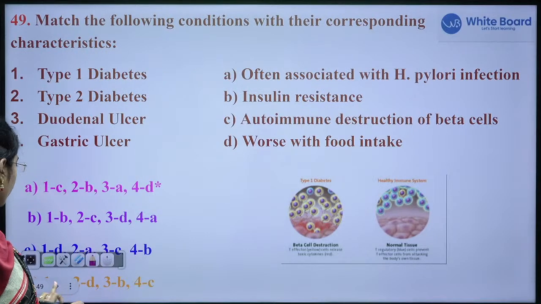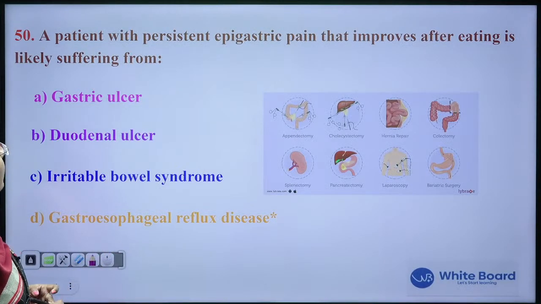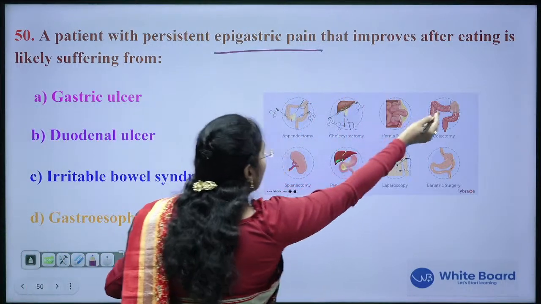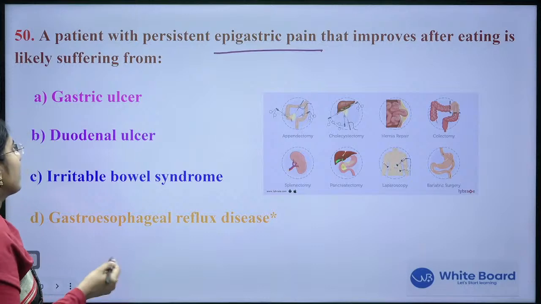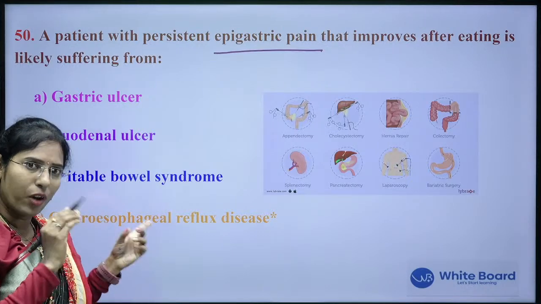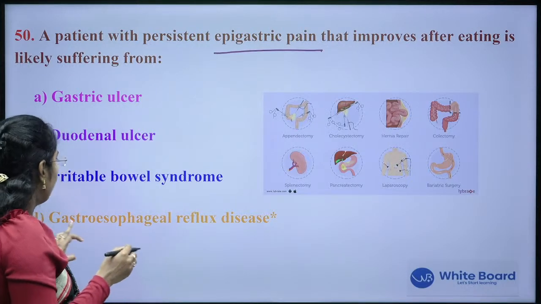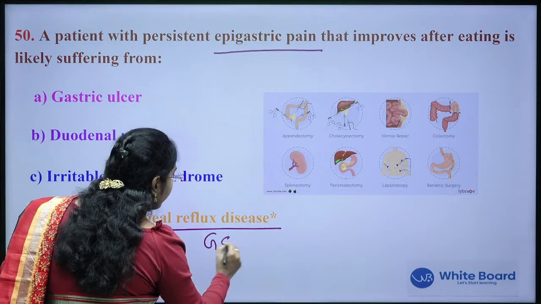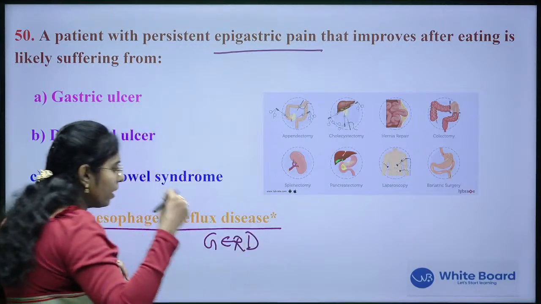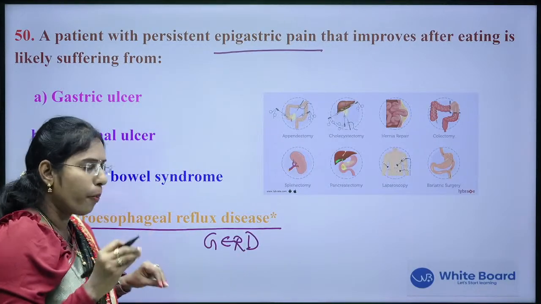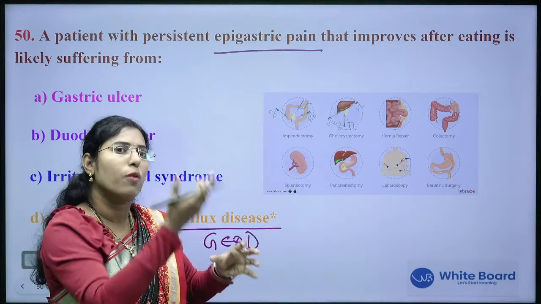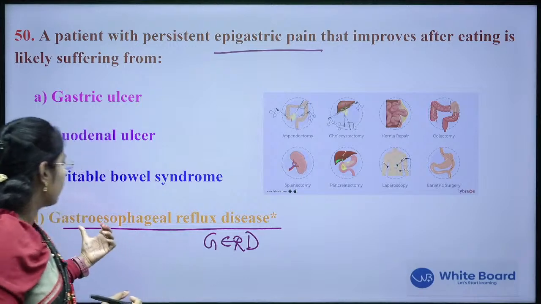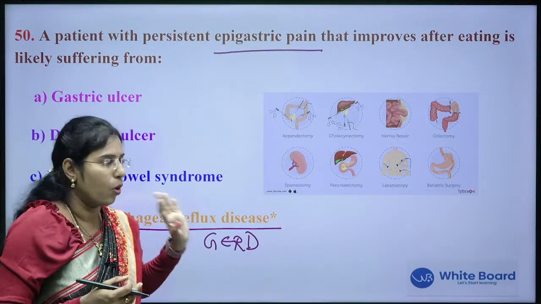Coming to the next question. A patient with persistent epigastric pain that improves immediately after eating is likely suffering from. In the first grand test 1 paper also I have discussed this: gastroesophageal reflux disorder, that is GERD. If the sphincter is not closing properly, then there is a chance of reflux of the contents of the stomach into the esophagus. That leads to gastroesophageal reflux disease or disorder.